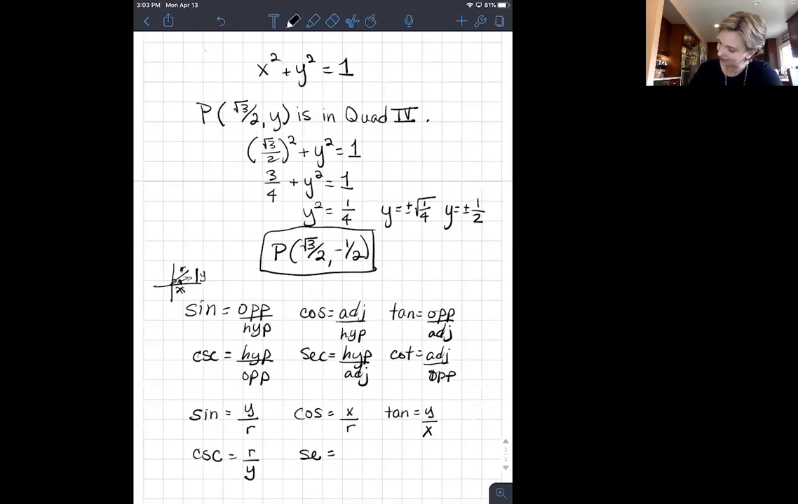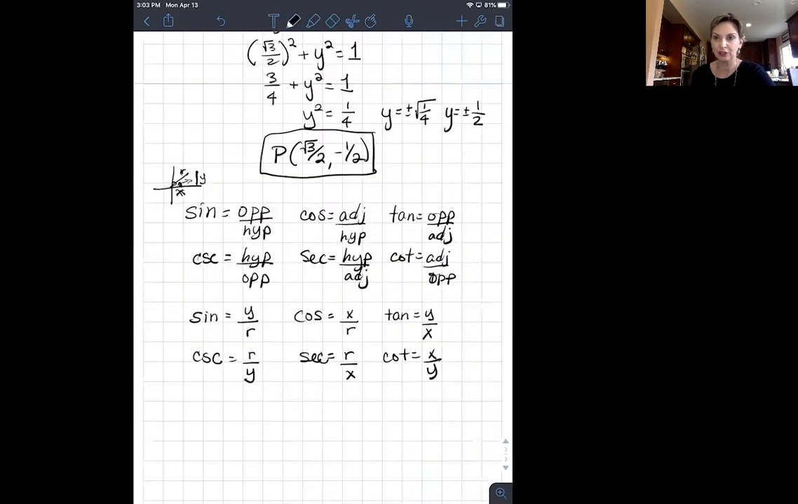Let's see. I left a c out there. Secant, r over x, and cotangent, x over y. All right, so far so good.